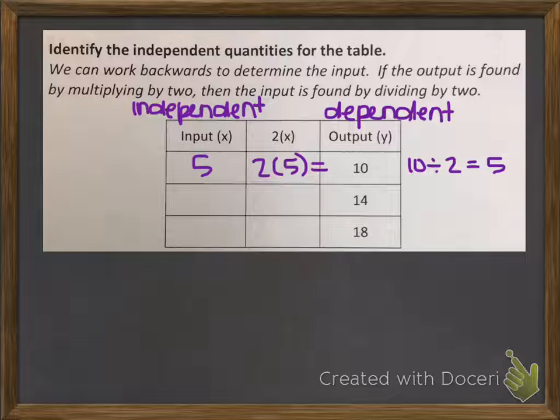Let's try one more together, and then I'll have you do the last one on your own. 14 divided by 2 equals 7, so the input value is 7. 2 times 7 equals 14, so we know that is correct. Do the last one on your own, and we will check together in class.